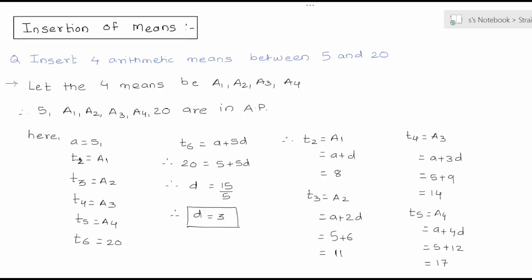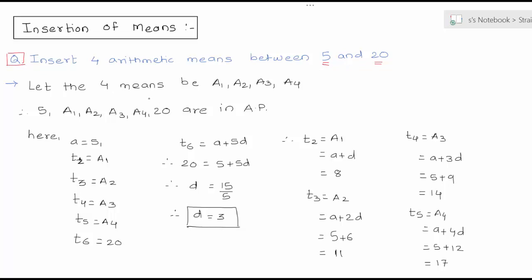Okay students, the next topic that we will learn is related to problems based on means. It is insertion of means. So let us understand this through a question. The question here is: insert four arithmetic means between the numbers 5 and 20. So we want to insert four arithmetic means between 5 and 20. Let us see the solution.